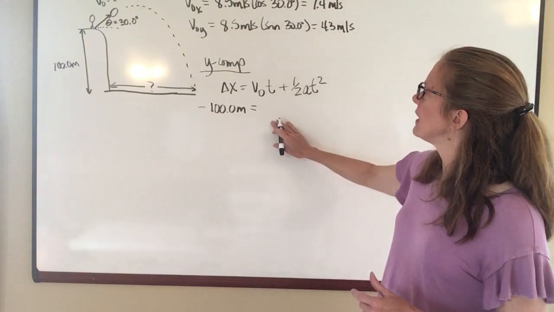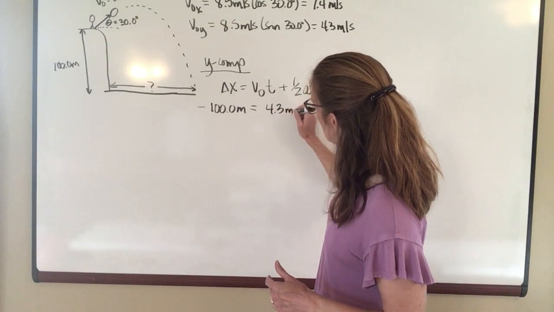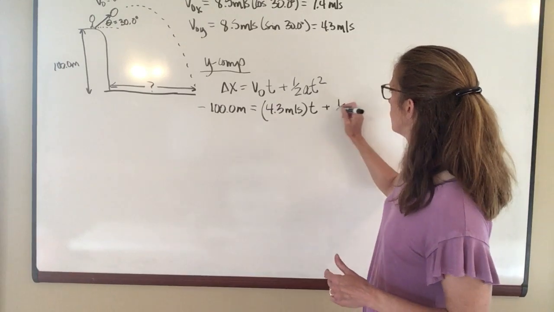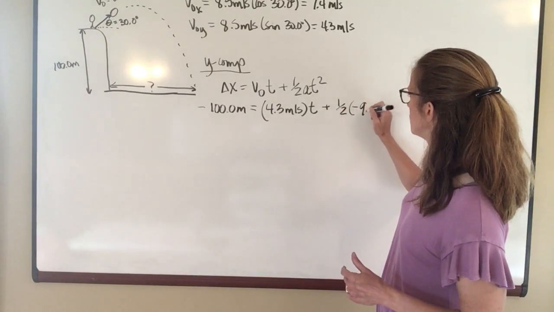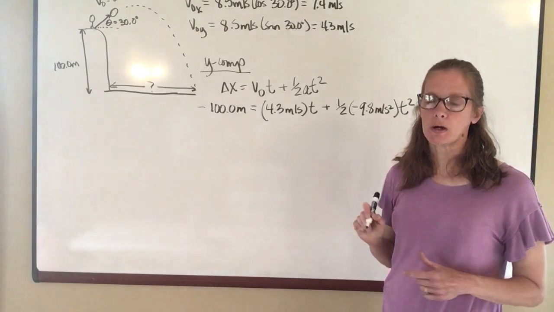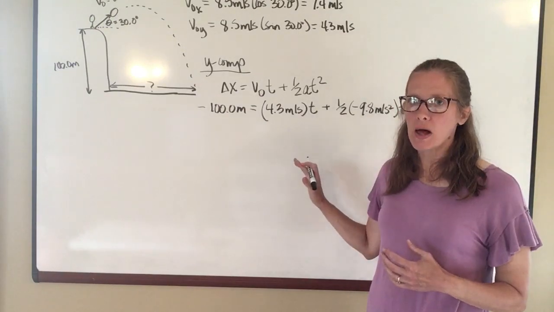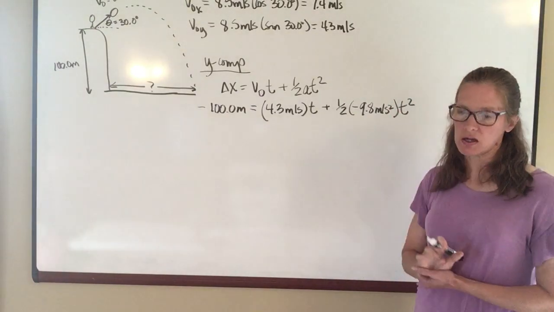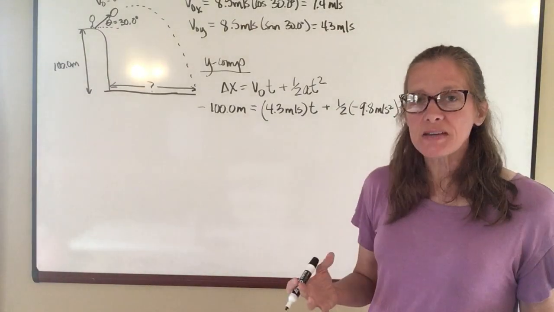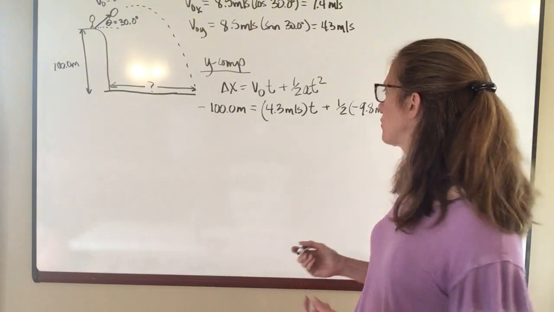V sub 0 in the y direction was 4.3 meters per second, and I don't know time, plus 1/2 times negative 9.8 meters per second squared times t squared. Okay, now, granted, this kind of problem isn't a whole lot of fun because now I have to use the quadratic equation. That's not a fun thing to have to do, but in this case, there's really no other way around it, so you're going to have to use the quadratic equation.